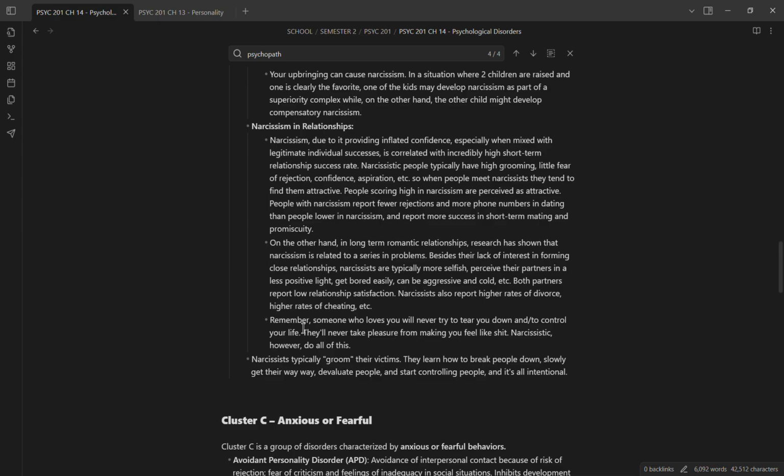However, in long-term relationships, research has shown that narcissism is related to a series of problems. Besides their lack of interest in forming close relationships, narcissists can be more selfish, perceive their partners in a less positive light over time, get bored easily, whatever it may be. They also report higher rates of divorce and cheating, whatever it may be.